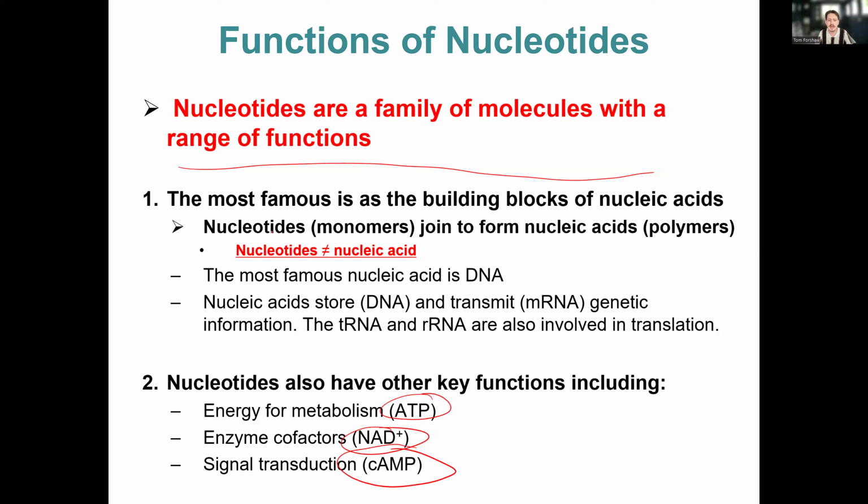But the most famous known is for the nucleotides as monomers to join together to form the polymers, which are nucleic acids. Nucleotides are not nucleic acid. It's when they're joined together to form the polymer. You guys are familiar with the most common nucleic acid, DNA, but there's also the RNA as well. And DNA stores information and it's transmitted as the mRNA.